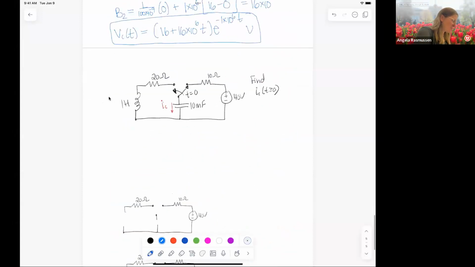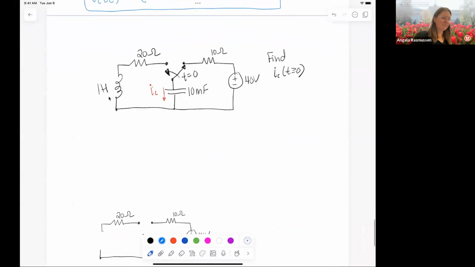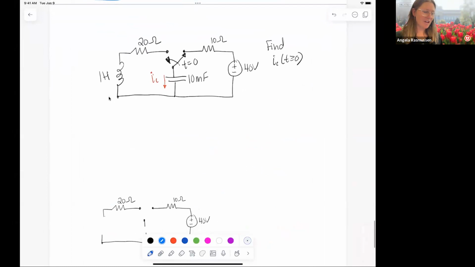So the next problem is this one. Go ahead and start trying to work on solving for IC of T. Yes. When you switch at time equals zero, does that move from one terminal to the second terminal? Yep. Before zero, it's on the right side, and after zero, it will be on the left. Okay, thank you. So this is an example where it's not going to be zero.